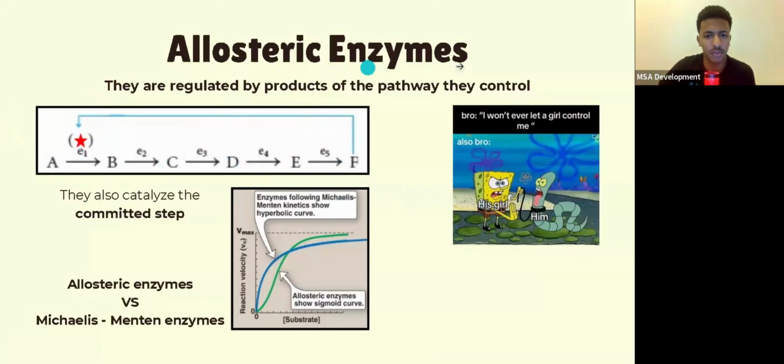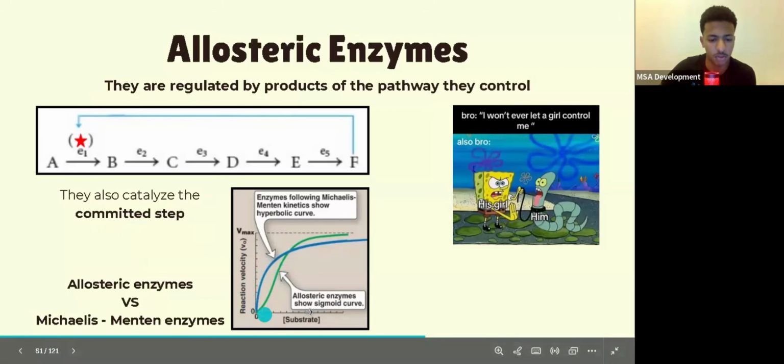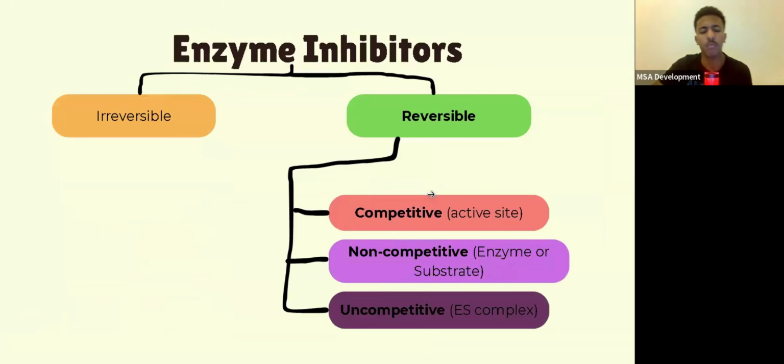And one more thing about allosteric enzymes is they also catalyze the committed step. You should remember this from MOL 1, committed step, rate limiting step, same thing. And they have different curves when we plot the substrate concentration and the reaction velocity. The green one is the allosteric enzyme, and it shows a sigmoid curve. The blue one is the Michaelis-Menten enzymes, and they're not controlled by products of the reaction, and they show the hyperbolic curve, which we saw before.